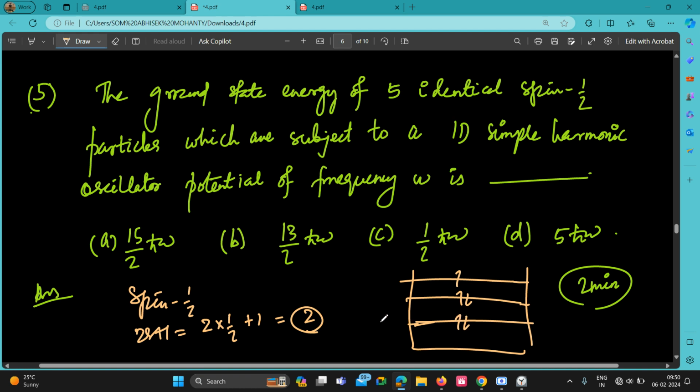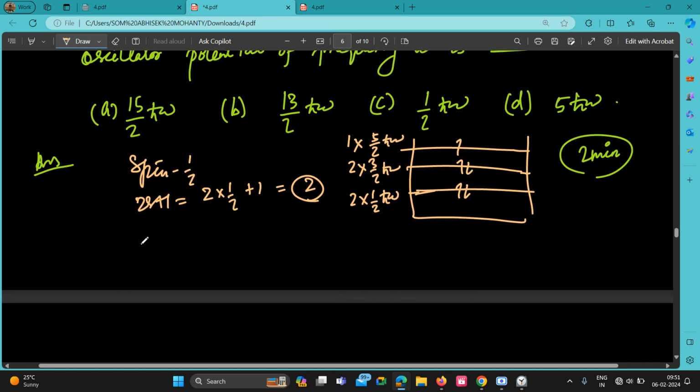Total 5. So the ground state energy of 1D harmonic oscillator is what? Half h cut omega. So this is two particles, 2 into half h cut omega. This is 2 into 3 by 2 h cut omega. And there is only 1 here, so next state is 5 by 2 h cut omega. So if we just add them, total energy will be what?